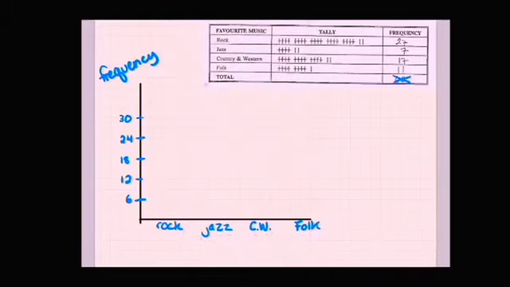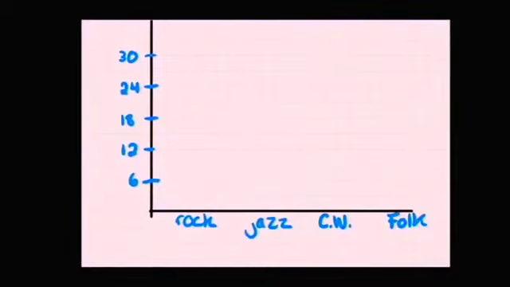So for rock, 27 people said rock. Now here's where it gets tricky. You're probably like, okay, but where am I going to put 27? Use your best judgment. 27 is definitely going to be somewhere between these numbers. It might even be halfway between those numbers, because we have 24, like 25, 26, 27, 28, 29. So we're going to put 27 somewhere here. And we're just going to place it on top of the rock label, of course.